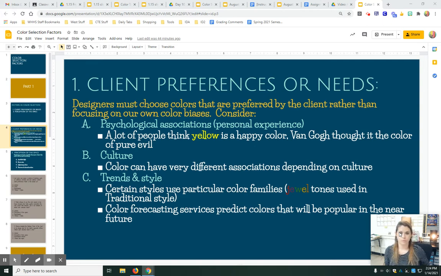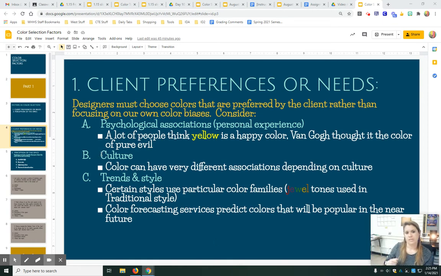Psychological associations. Remember, psychological means like your brain. It's personal experiences or things that you just happen to associate with other stuff. For example, most people associate yellow with happiness. So think about what colors you associate with happiness. Well, for example, Van Gogh, the artist, associated the color yellow with evil. I don't know why, but you have to find out about your client if there are any weird associations that they have that you wouldn't ever assume.